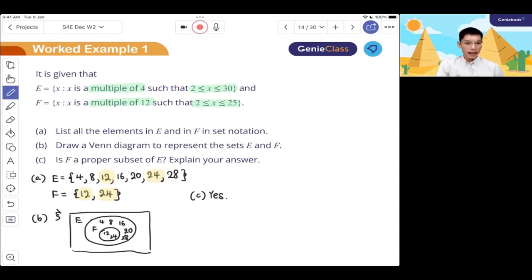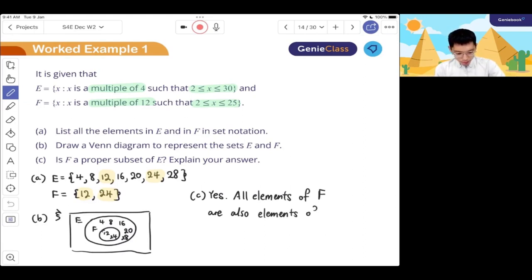But there are two things to state as reasons. Firstly, if you want to explain your answer, we must say that the elements that are in the smaller set, which in this case is F, are also elements in the bigger set, which is E. And there is one particular thing that you must take note of, which is very, very important for a proper subset: is F equal to E? Yes or no? Will F be equal to E in this case if I want a proper subset?